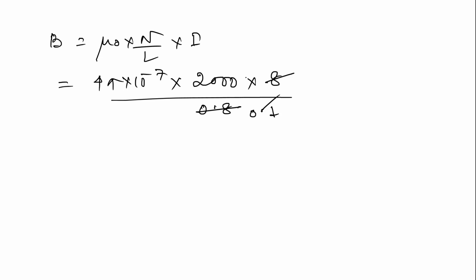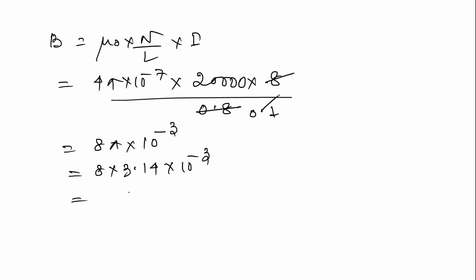That means if you omit the point, it will be a 0 again here. That will be 8 pi into 10 to the power of, 1 2 3 4, that is 10 to the power minus 3 we are getting. Thank God we have just got the answer like that. If we just do the calculation, that is 8 into 3.14 and 10 to the power minus 3, you will just get the value.